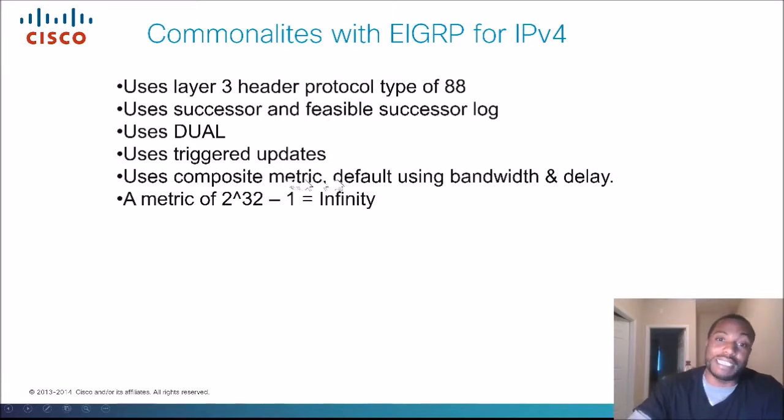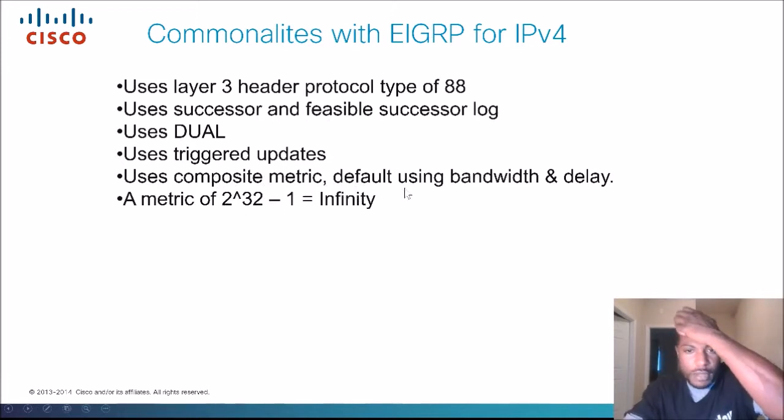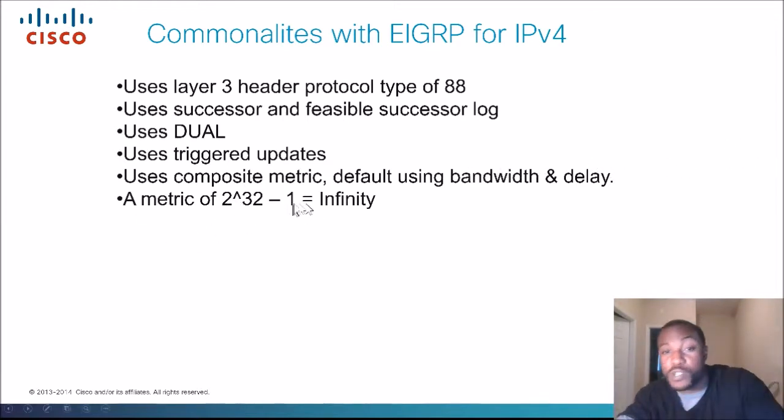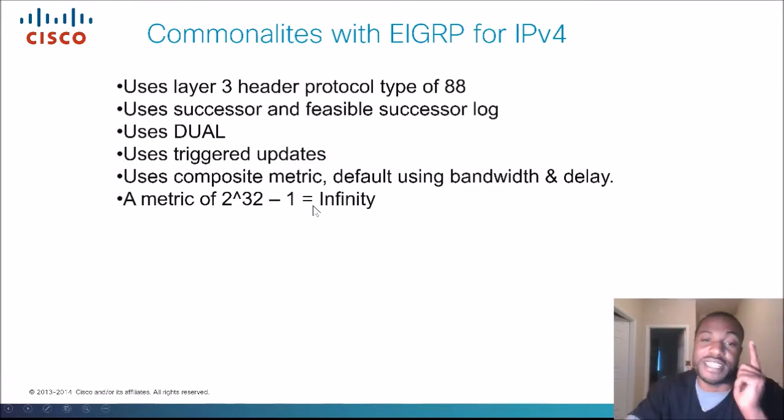It uses a composite metric, by default using bandwidth and delay. We discussed that in the last video, right? There are 5 K values, 2 of them are default, K1 and K3. Those are set to 1, which are bandwidth and delay. And a metric of 2 to the 32nd power minus 1 equals infinity. We talked about this, I believe, in the route poisoning video. Basically any infinite metric means it's unreachable. That's what that is. So it's the same thing as IPv4. That's what EIGRP for IP version 6 does.